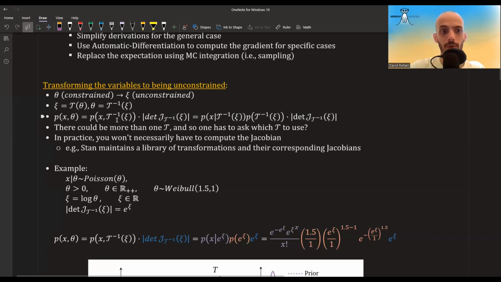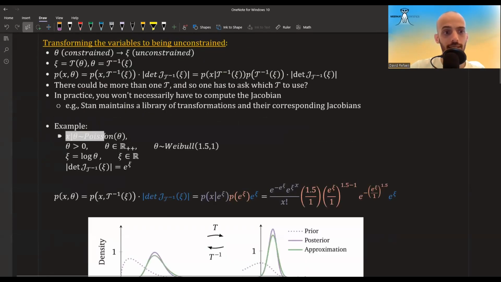Note that there could be more than one transformation. And this is something that needs to be taken under consideration. In certain cases, you wouldn't even have to compute this. For example, if you use Stan, it has a library of transformations and their corresponding Jacobians.